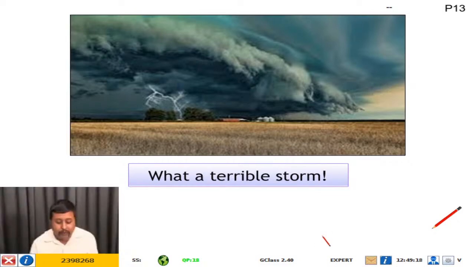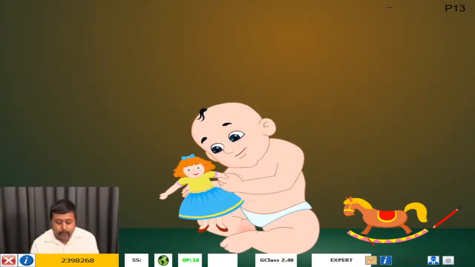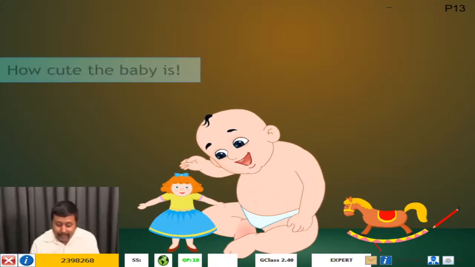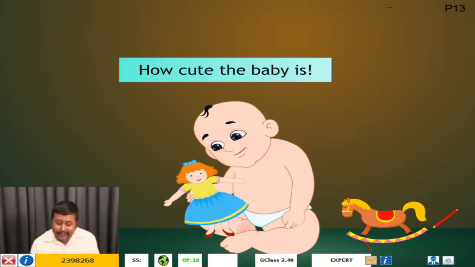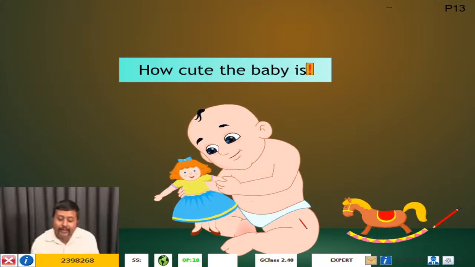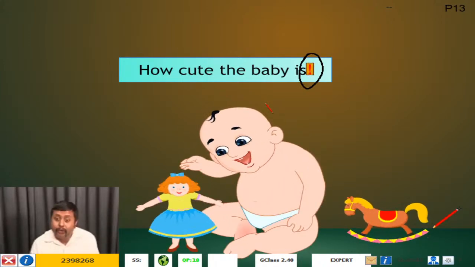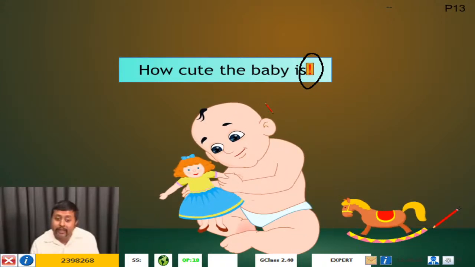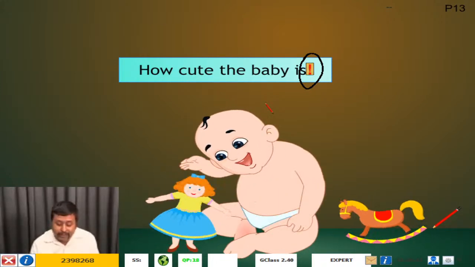We can see a massive storm coming up. So what a terrible storm. What a terrible storm. Again, the thing to look for here is what? This exclamation mark. Okay, so the baby is playing with the doll. How cute the baby is. How cute the baby is. So again, I'll draw your attention to this mark. What is that? It is the exclamation mark, right?